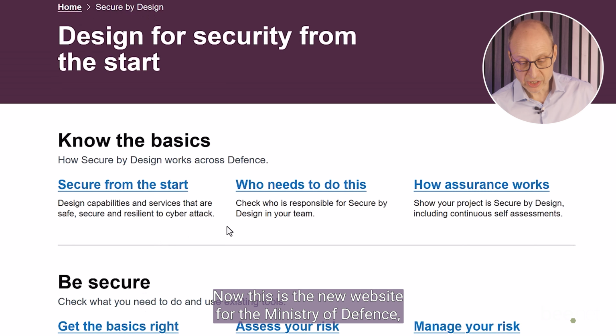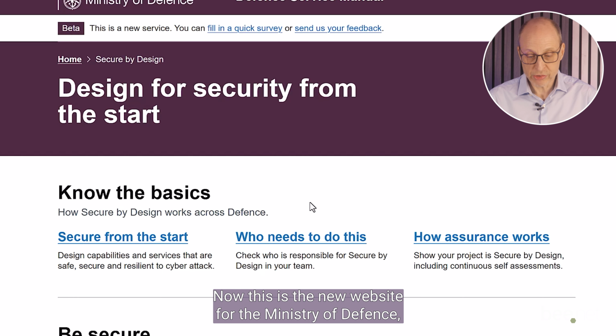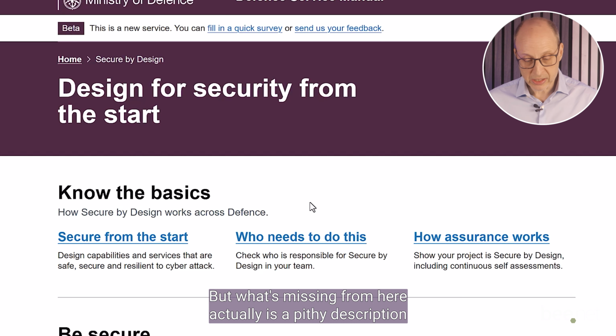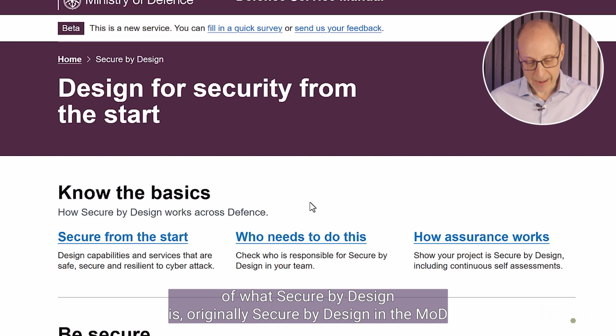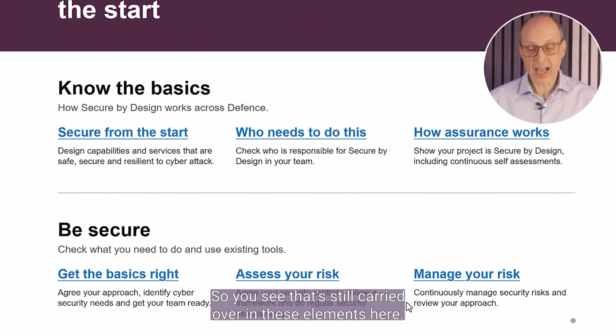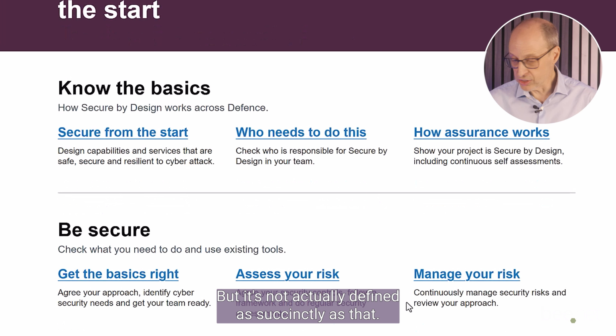Now, this is the new website for the Ministry of Defence Secure by Design, part of the Defence Service Manual. But what's missing from here actually is a pithy description of what secure by design is. Originally, secure by design in the MOD was defined as improving capabilities through continual risk management. So you see that still carried over in these elements here, but it's not actually defined as succinctly as that.